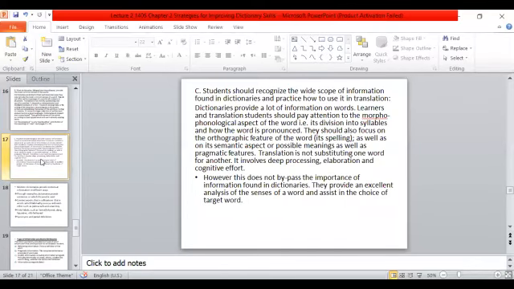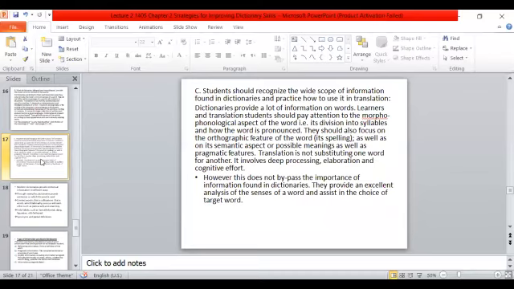Dictionaries provide a lot of information on words. Learners and translation students should pay attention to the morphophonological aspect of the word, its division into syllables, and how the word is pronounced. They should also focus on the orthographic feature of the word, its spelling, as well as on its semantic aspect or possible meaning, as well as pragmatic features.